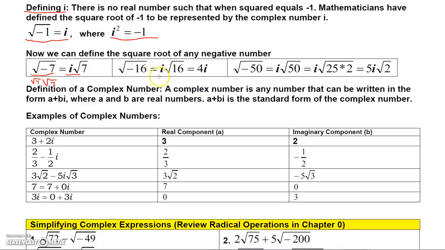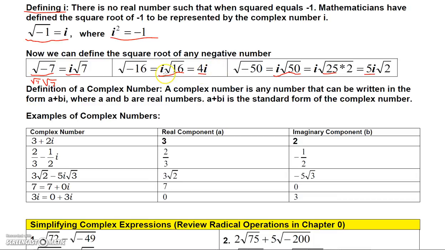So if I have the square root of -16, I can write that as i times the square root of 16. Now the square root of 16 is 4, but instead of saying i4, we generally would say 4i. Also, if you had the square root of -50, you could say that's i times the square root of 50. But the square root of 50 is one of those radicals that can be simplified, because the square root of 50 is the square root of 25 times 2. And since the square root of 25 is 5, we can take it out, put it with the i, and say that's 5i times the square root of 2.